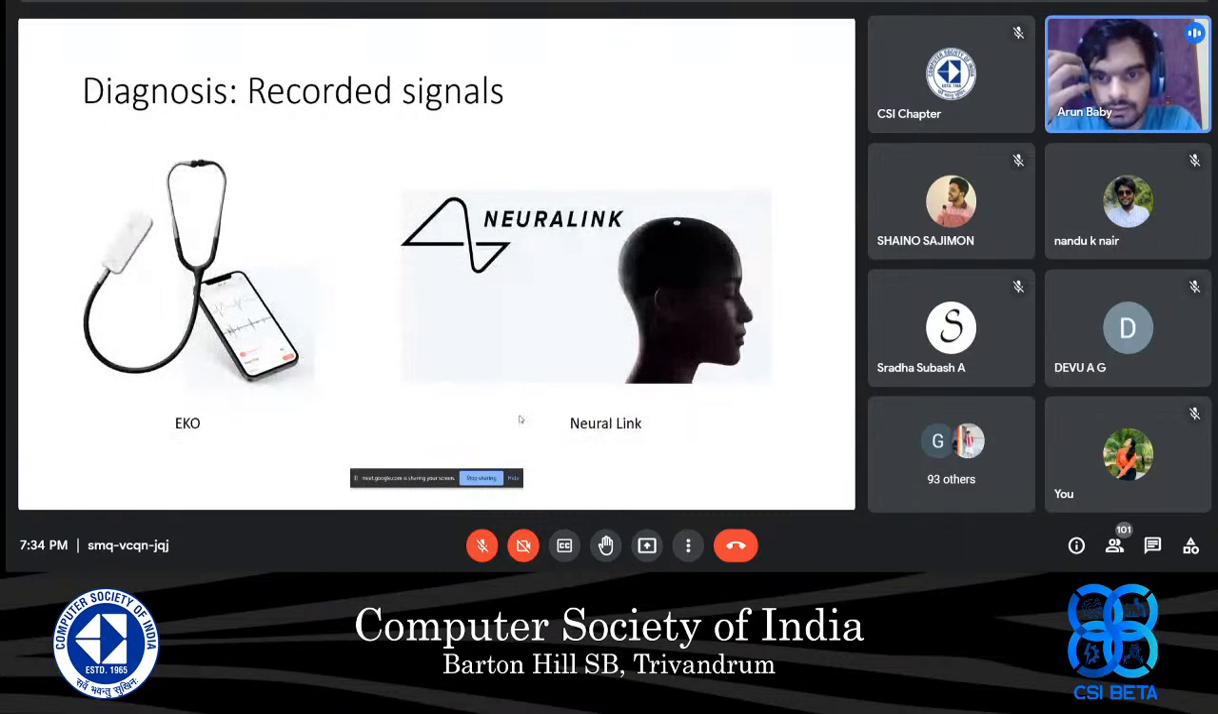So Neuralink will be really helpful in that, because they claim to have around 1,000 channels. Right now we have not more than 100 channels in most of the places where EEG is taken. In contrast to that, Neuralink will have at least 1,000 channels from our brain.